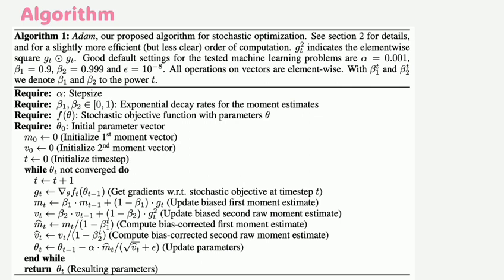It is the exponential decay rate, known as the smoothing factor. And the next thing is f of theta. It is the stochastic objective function with parameters theta. The next thing is theta 0. It is the initial parameter vector.